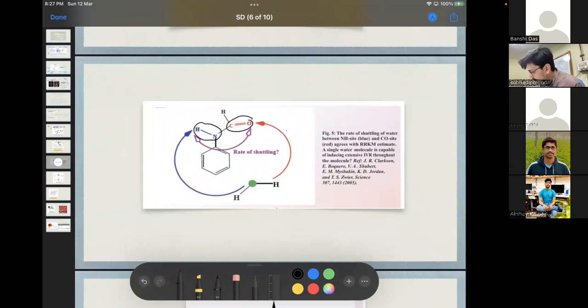Now there is a water molecule here. The water molecule can hydrogen bond to this O, and the oxygen can form a hydrogen bond with this H atom, right? Two possible hydrogen bonding situations. This is the shuttling mechanism. Let's say one time the water molecule is here and another time it is beside this hydrogen. So this is a kind of isomerization reaction. One time here, another time here. So what will be the isomerization shuttling rate? Their question was this.